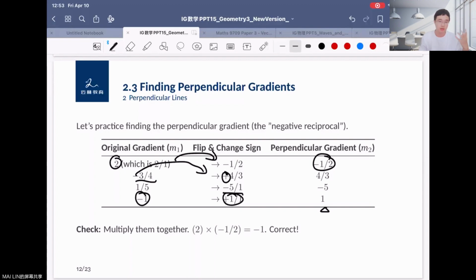We can check them together: -1 times +1, 1 over 5 times -5, and -3 over 4 times +4 over 3. You can find their gradient product always equals -1. So the rule is correct.